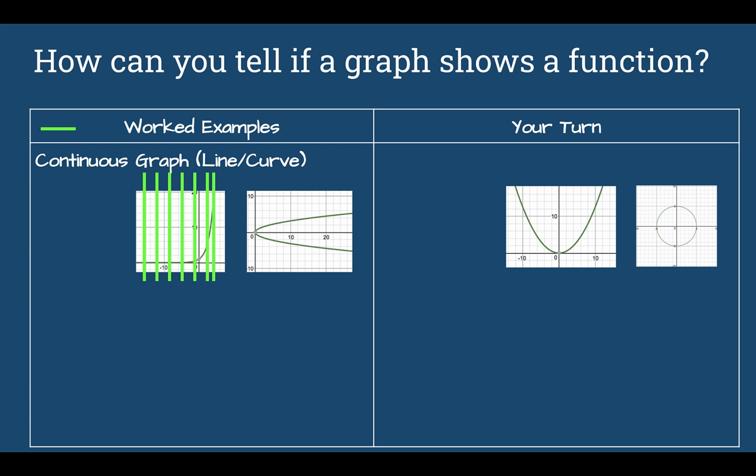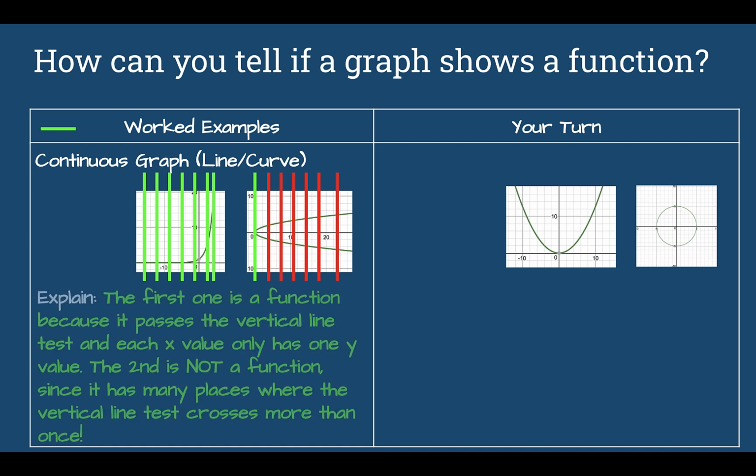On the left, each vertical line only goes through the graph once. It only went through one point at a time. Yes, that is a function. What about the one on the right? Well, if I drew a vertical line right at the very left edge, it would go through one point. But every other time that I drew a line, it would go through twice. It would cross that graph in 2 different places.